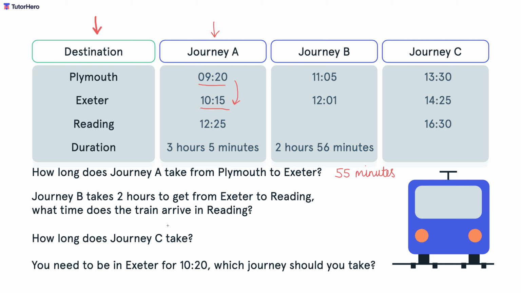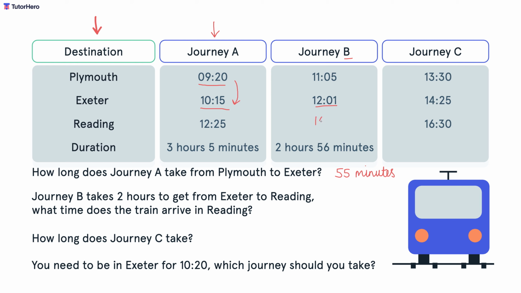Journey B takes 2 hours to get from Exeter to Reading. What time does the train arrive in Reading? So looking at journey B, the train arrives in Exeter at 12:01 and takes 2 hours to get from Exeter to the next stop, which is Reading. So we need to add 2 hours onto the time 12:01. Adding 2 hours onto 12:01 will give you 2:01 p.m.